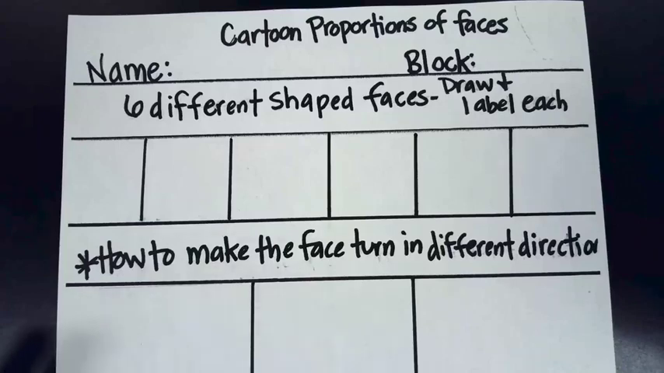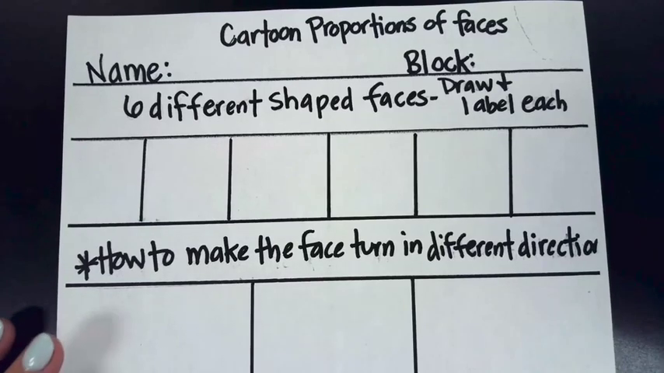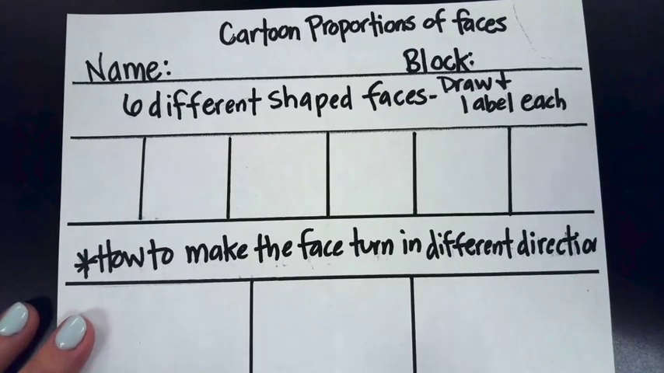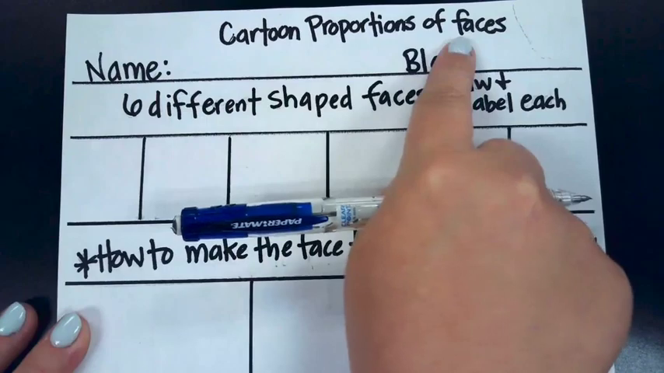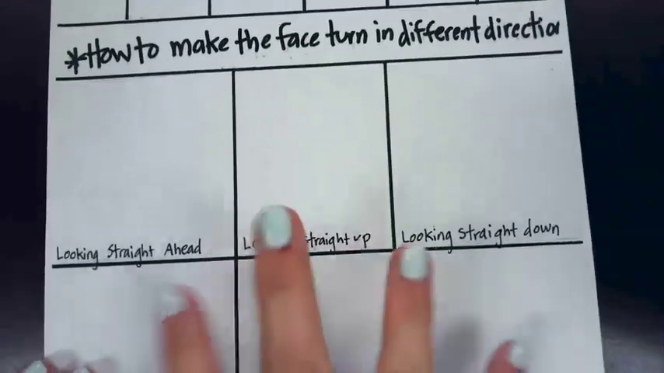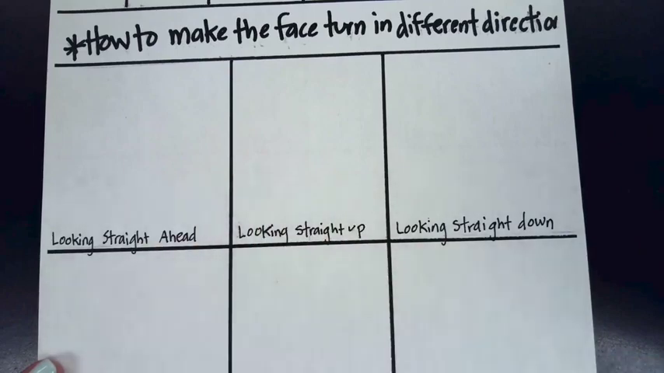All right, we're going to start on cartoon proportions of faces. You're going to need to go get this sheet from the paper station. At the top of it, it says cartoon proportions of faces. It has 6 boxes at the top for your different shaped faces, 6 boxes at the bottom where we're going to look at how to change the face to look in different directions.